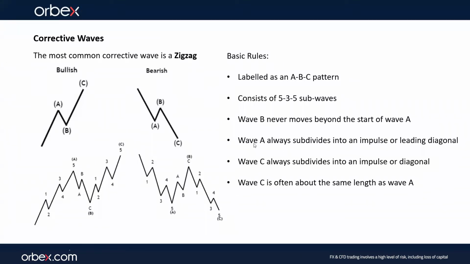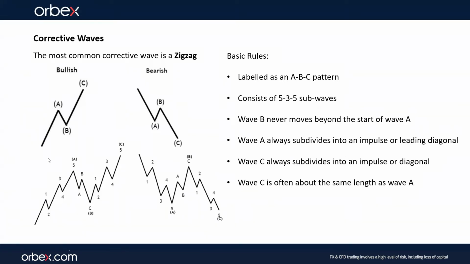So the basic rules of zigzags are wave B never moves beyond the start of wave A. So we've got wave B here, so it will never fall into the territory of wave A here where it starts. It's always going to be just a slight move to the downside or upside, depending on if it's bullish or bearish. Wave A always subdivides into an impulse or leading diagonal. So wave A, like we saw before, it's always going to be an impulse or leading diagonal.